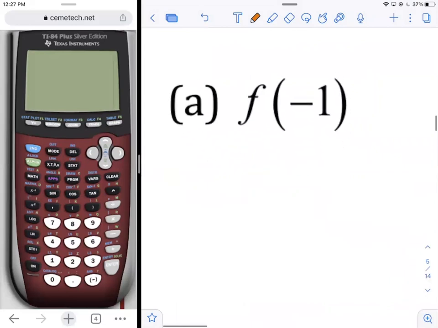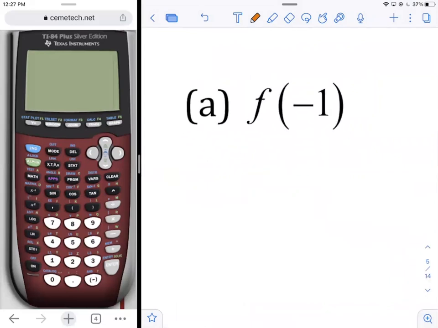Okay, letter A, f of -1. Is that a calculus question? F of -1? No. Is that the same thing as finding the limit? No, this goes back to algebra 1. F of -1 is, what is the y value at -1 if it exists? If it exists. Is there an ordered pair you can go stand at?